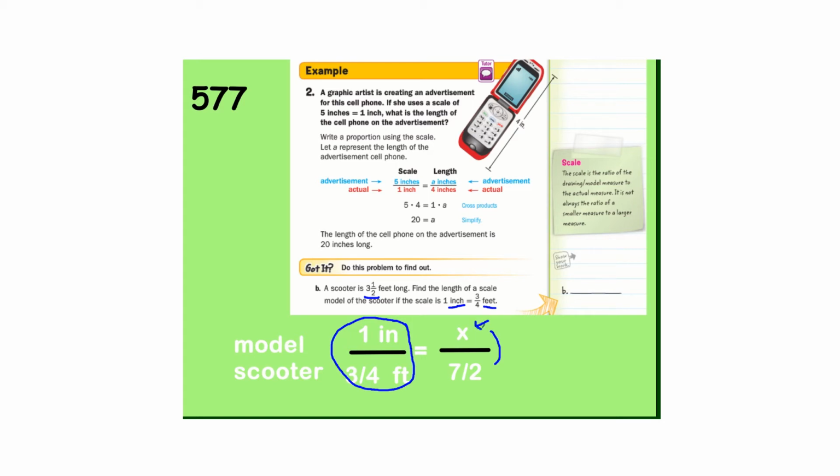So 7 over 2 times 1 is 7 over 2. So we have 7 over 2 divided by 3/4, which means 7 over 2 times 4/3. And we get, okay, don't forget to do your simplifying. We have 2 over 1. So our answer is 14/3. Make 14/3 into a mixed number, and you get 2 2/3.